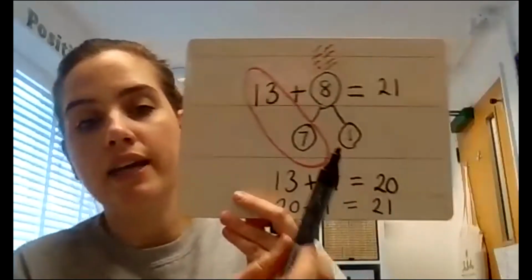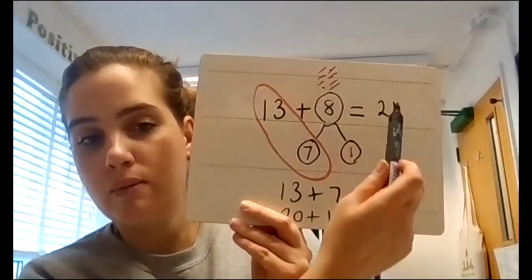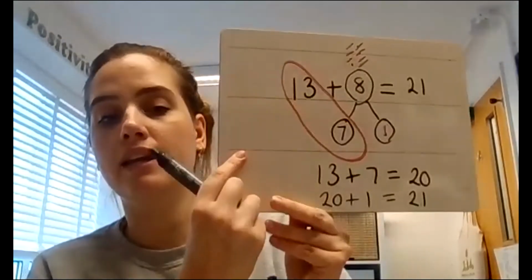So I've broken that down again. I've got this 20 here. I've added on 1, so I've got 21. And I've broken that down into the 2 calculations. Let's do one more. Hopefully I remember to cross 10 this time. Silly Miss Dyer.